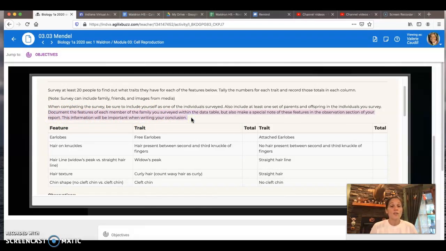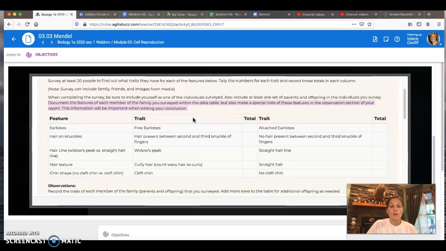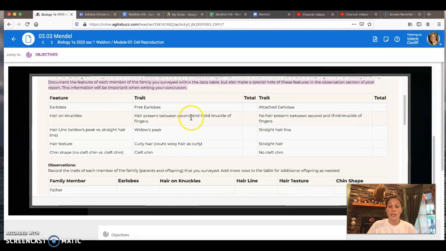Okay, document the features of each family or of each member of the family you surveyed within the data table, and also make special note of those features in the observations section of your report. This information will be important when you are writing your conclusion. Okay, so the traits we're going to look at are these here.